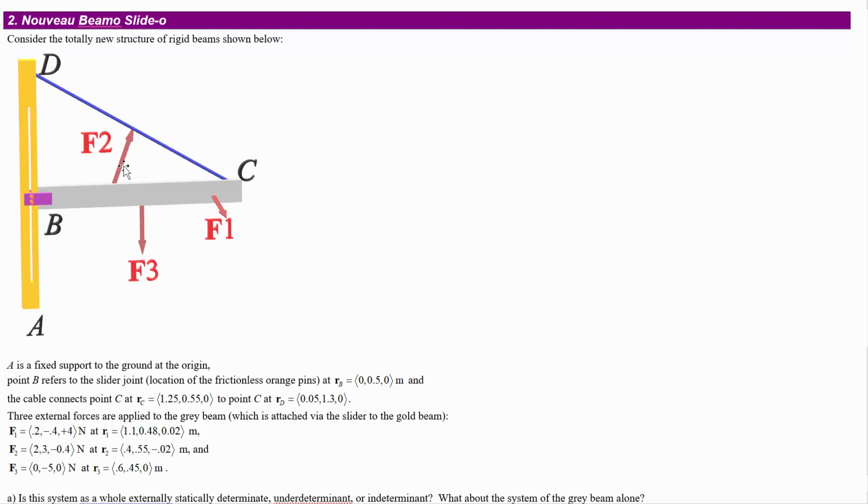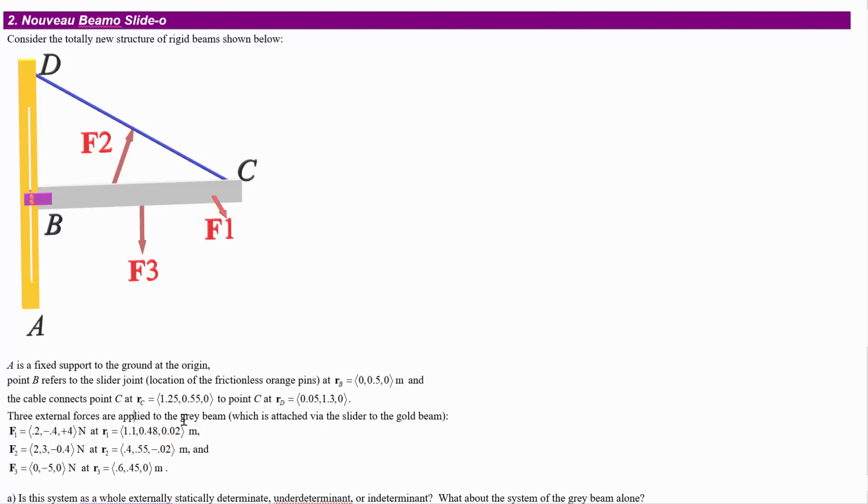So this doesn't allow it to bend down, doesn't allow it to rotate about y, like in and out of the page rotation, and it doesn't allow it to rotate about x, which would be like a twisting of this beam. Right. So that's what the slider joint does. In addition, we have a cable DC which connects point C to point D up there, and we're given the coordinates, and they're not quite the same coordinates as in the similar looking problem in the notes.